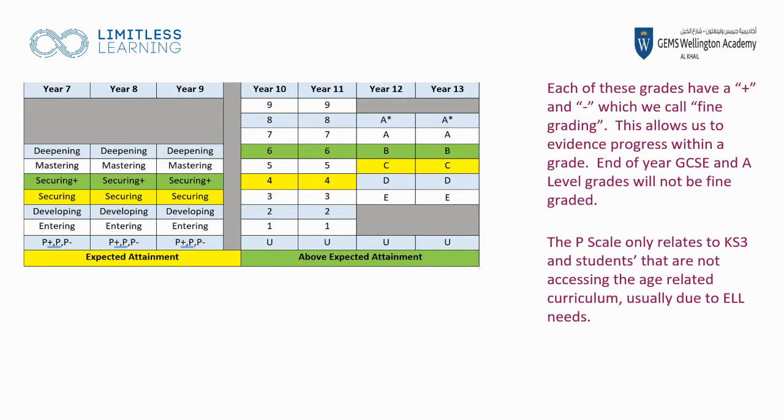We use the CAT4 assessment to help us set minimal targets for individual students, and I'll talk more about that later. This allows students to have targets relative to their cognitive abilities as well as considering age. A student in year 10, for example, could have a CAT indicator target of a 7, which is obviously above the age expected attainment. We also have the P scale, which relates to students in Key Stage 3 that may not be able to access the curriculum for a variety of factors, particularly English learning needs.